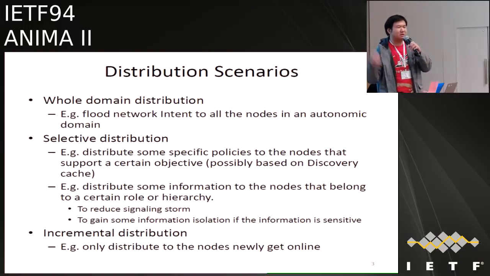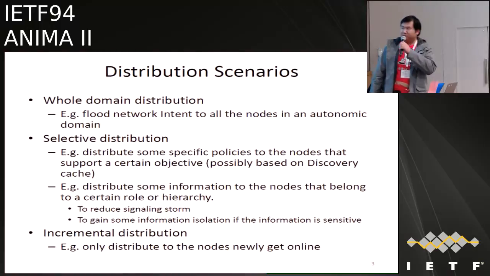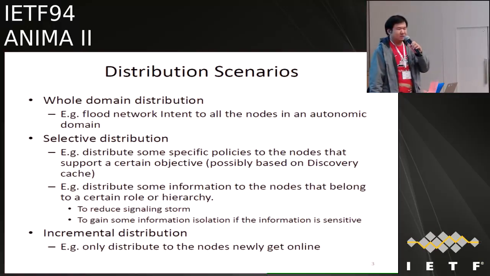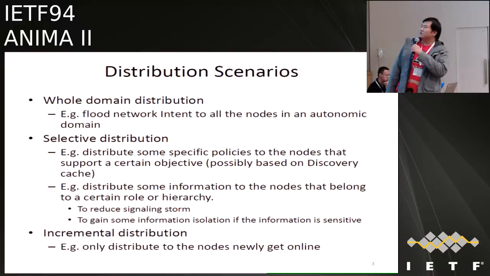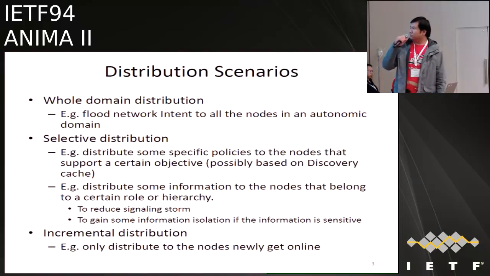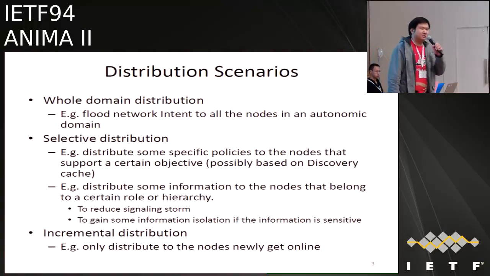Of course, it's not instead of the authentication and authorization, but this is a simple way to gain isolation to some degree. Okay, the last one is the incremental distribution. It's mostly unicast. One typical usage is for the nodes that newly get aligned or the nodes just awake from sleeping state.